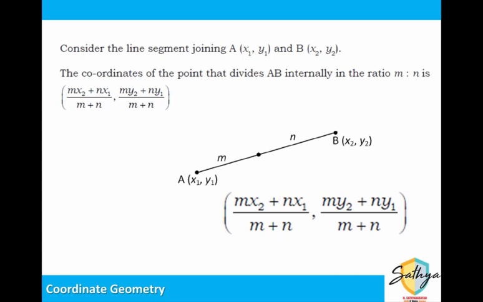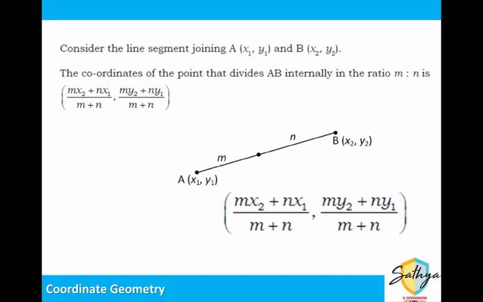That point is dividing A and B internally in the ratio of m is to n as shown in the figure. So the coordinates of that particular point which is between A and B and which is dividing A and B in the ratio of m and n is given by the formula (mx2 plus nx1) upon (m plus n) and (my2 plus ny1) upon (m plus n).